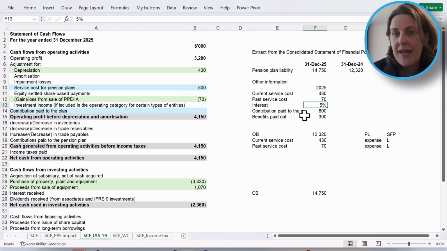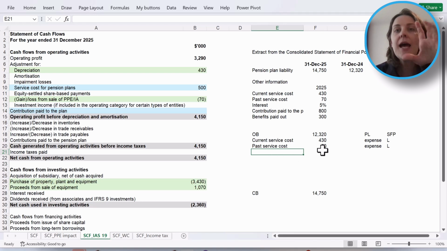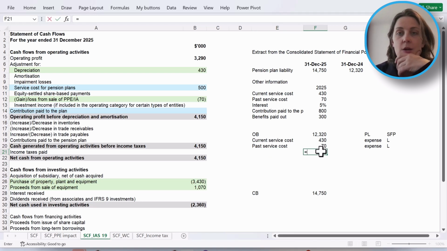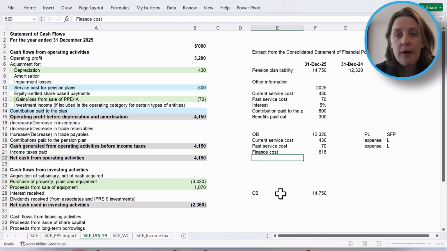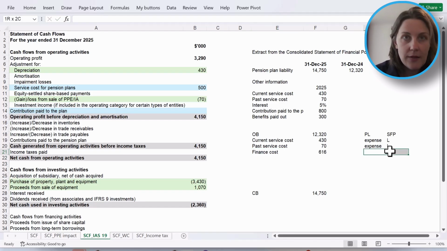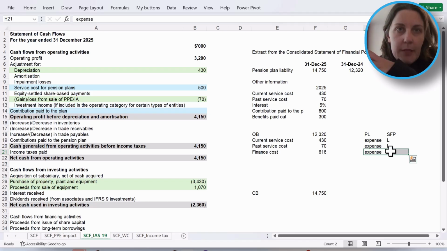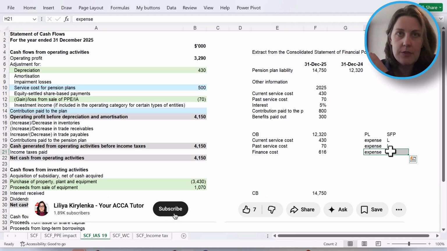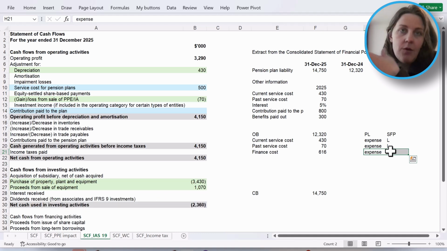Then we have interest. Interest is going to increase our opening balance. So we take the opening balance, multiply it by 5%, and this is going to be our finance cost. Finance cost is an expense in P&L, and it's going to be a liability increase in the statement of financial position. But it has nothing to do with the statement of cash flows, because it was not a part of operating activity, operating profit, so we don't need to make any adjustments. As it is non-cash, we don't need to deduct it as a cash flow.